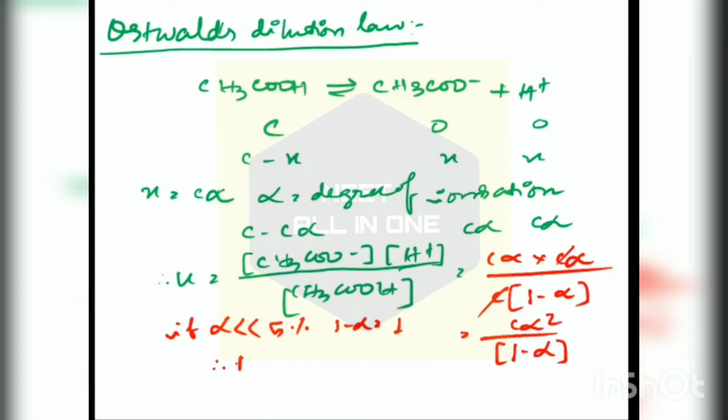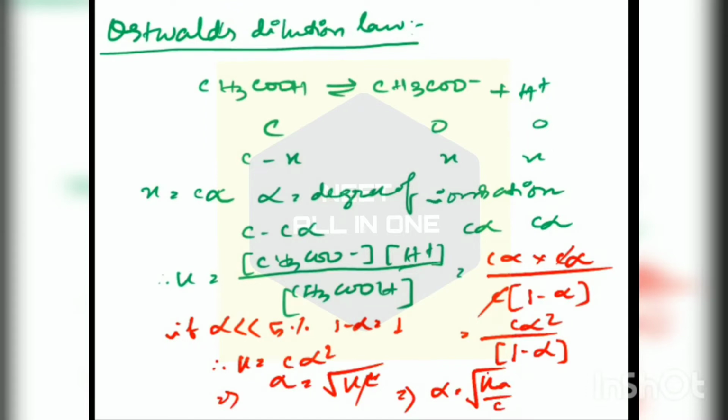Then from that it will be like this: K equal to C alpha square, or alpha can be written as root over of K by C. Okay, root over of K by C. Now here is the important thing, that this K can be written as Ka, and we are multiplying alpha with C.